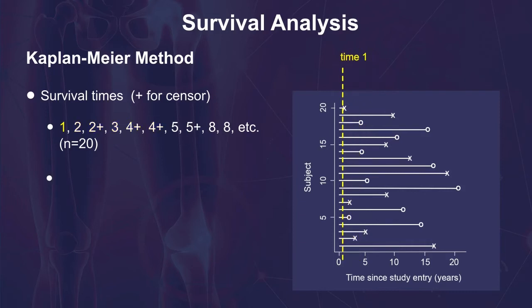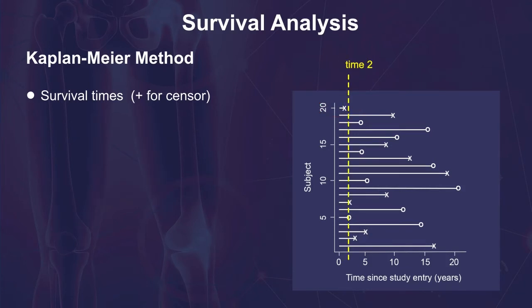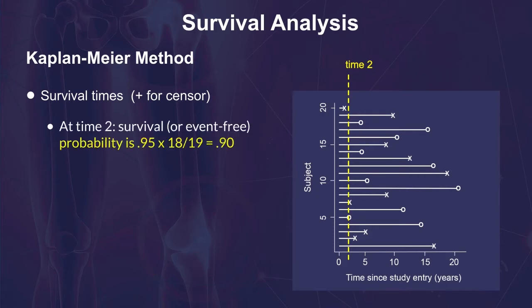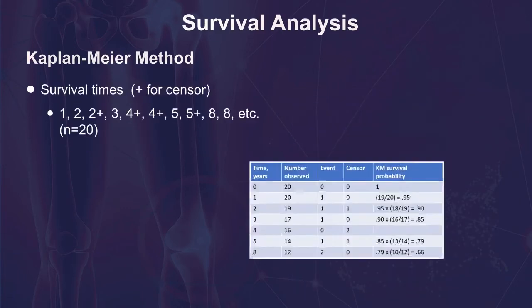At time 1, the survival probability is 19 divided by 20 because you have one death at time 1 and everyone else is still under observation. So that is easy, 95% of patients survive. Then at time 2, we take the 95% from time 1 and we multiply it by 18/19 because there are 19 people left and one of those dies. That calculation yields 90%. So here's the whole table of calculations.